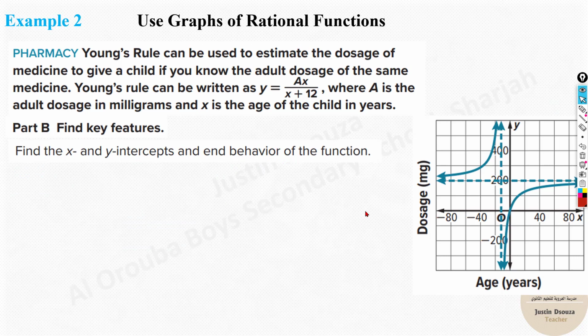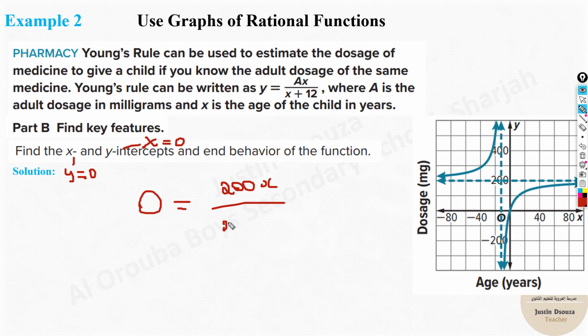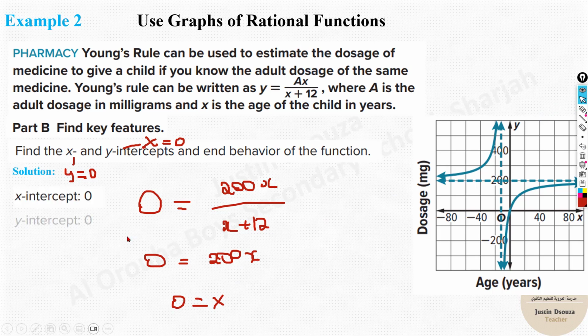Now here, find the x and y intercepts. They have told to find it in part B. So how do you find x and y intercepts? Always remember, for the x intercept, y is equal to 0, whereas for the y intercept, x equals 0. All you need to do is substitute in the calculator. Here, let me solve for the x intercept by equating y to 0, and the remaining values stay as is. It's 200x divided by x plus 12. Take this to the other side, it becomes 0 equals 200x. Divide both sides by 200, it will be 0 equals x. So the x intercept is 0.